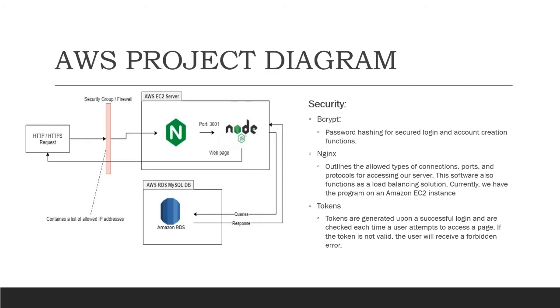Our Nginx, which I've already laid out, is essentially a second firewall that lays out the allowed connections to our specific environments. And then we've also implemented a token system. Upon logging in, a user is given a generated token. It is checked at each page to ensure that it is not expired and that it is not manufactured. If for whatever reason there is an error on that token, the user will be presented with a forbidden error. They are not allowed to access that page, and they will have to return to the login to log back in and get another valid token.